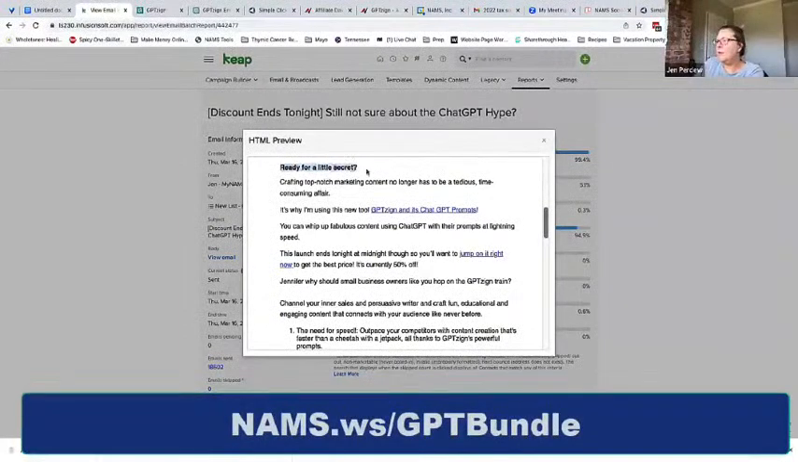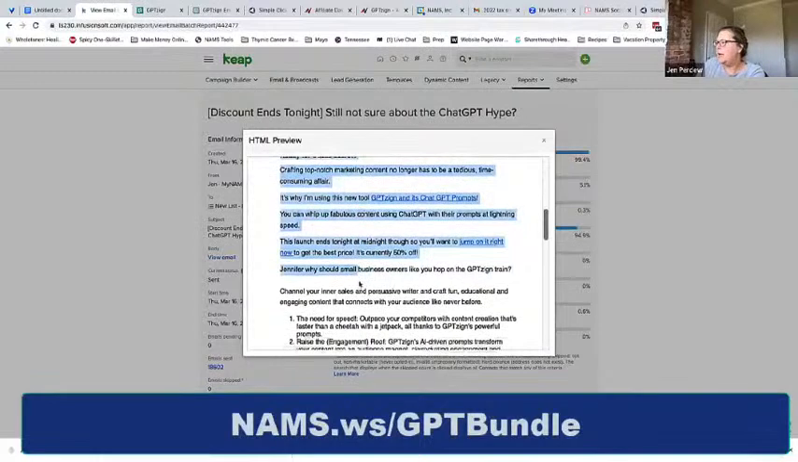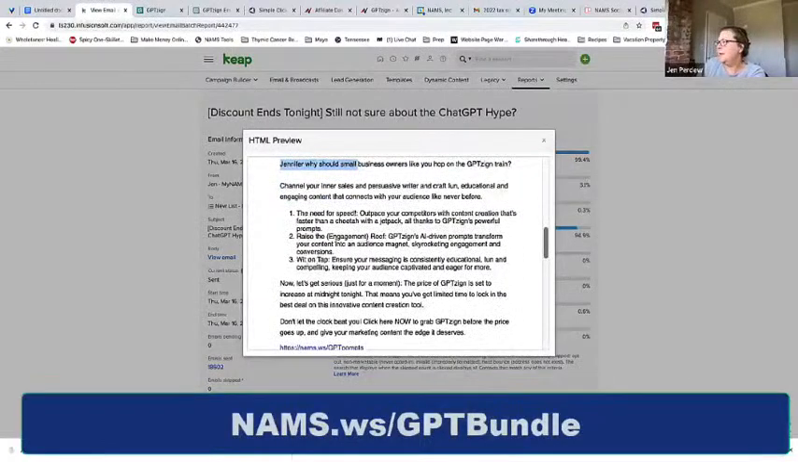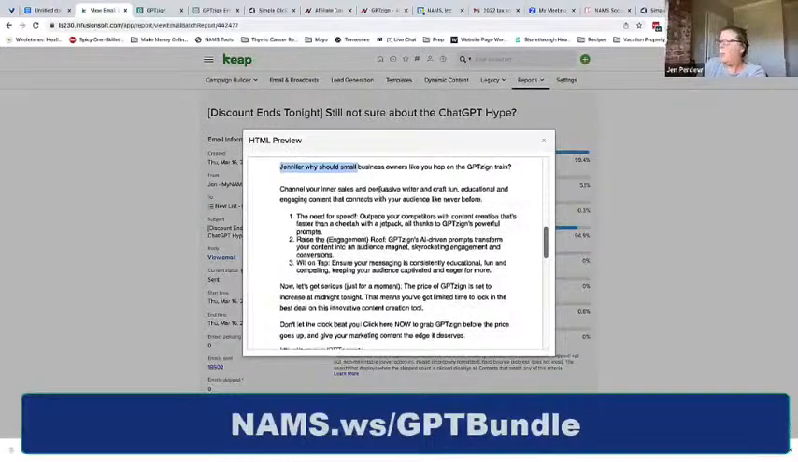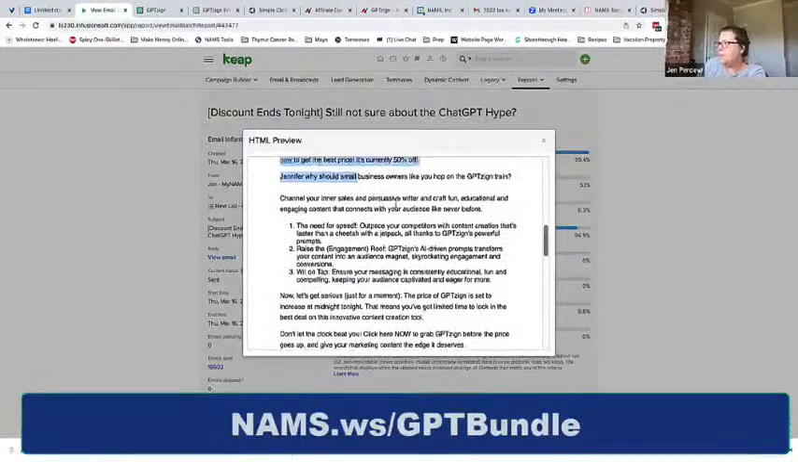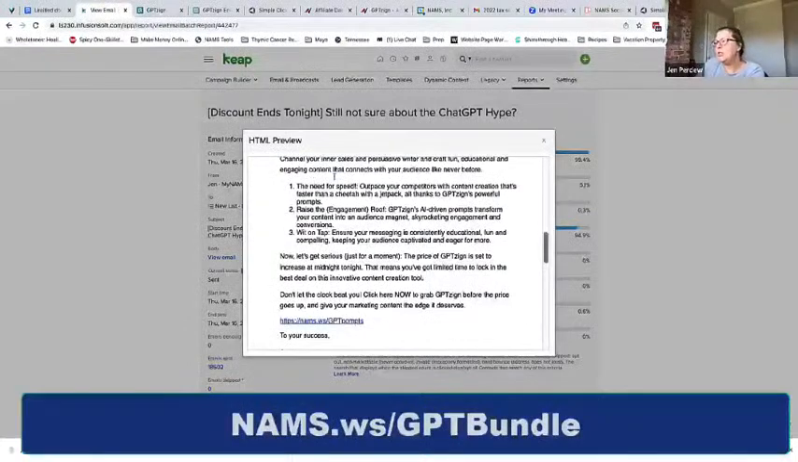Remember that? Ready for a little secret? This was Amy Porterfield and this was her tone. And so this is the part that I'm testing. And you can see I took out the "get witty with it" kind of things and replaced it with language that was a little more of my own, but I still used that one word for word, "raise the engagement roof."